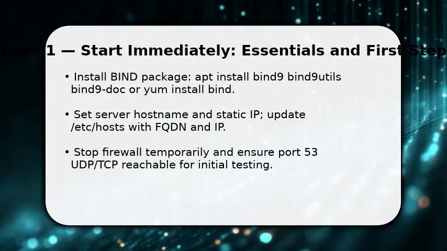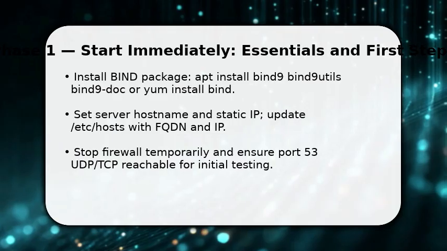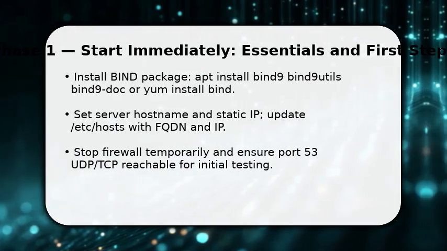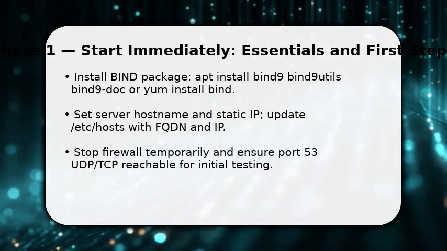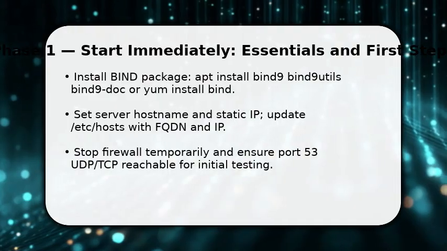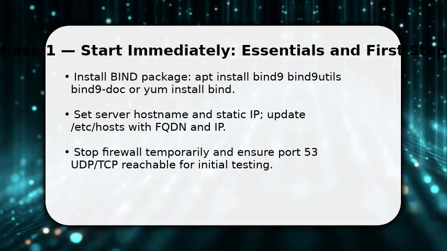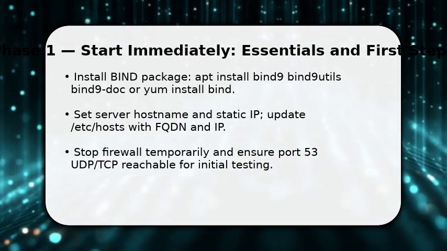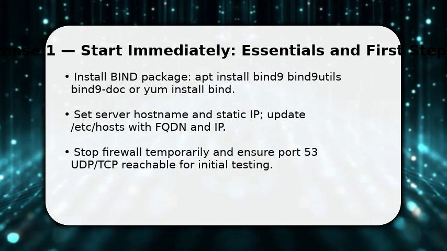You begin by preparing the host. Install BIND 9 now, and make sure the system has a static IP and a proper hostname. Once done, add the FQDN to /etc/hosts so reverse lookups work locally. Next, stop or adjust the firewall briefly to allow UDP and TCP on port 53 for setup. Make sure you have sudo access. Without it, you cannot edit BIND files. Now you're ready to configure BIND files and create zones.